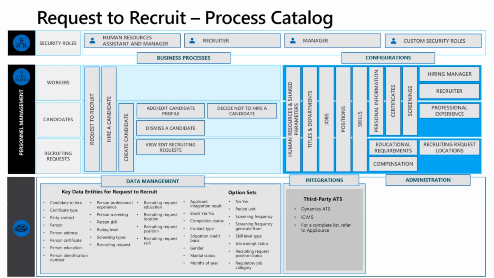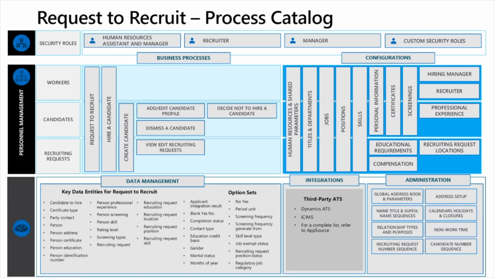The integration was built using the same API that you can use to build your own third-party integrations. We've partnered with several ISV providers when building the API, including Dynamics, ATS, and iCIMS. For a complete list of ATS solutions that are available with Dynamics 365 Human Resources, we recommend that you take a look at AppSource.